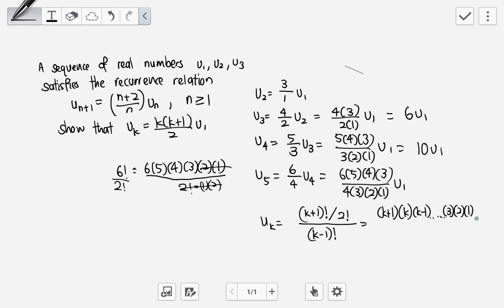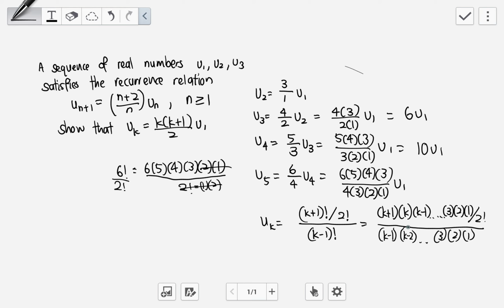Okay, I need to divide by 2 factorial because there's the 2 factorial over here. So that means, and then after that, for this part the bottom I have 1 times 2 times 3 all the way to k minus 2, okay, and k minus 1. So k minus 1 is one number larger than k minus 2. And then after that the next number, if there is one, will be k, but we stop at k minus 1 factorial. So k minus 1 factorial, we stop at k minus 1. K plus 1 factorial, we will stop at k plus 1.